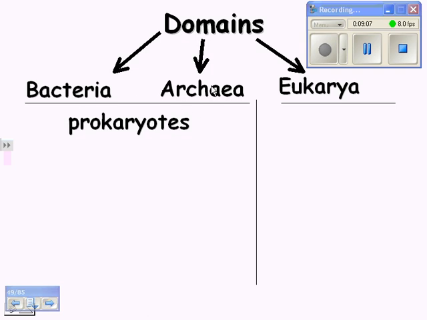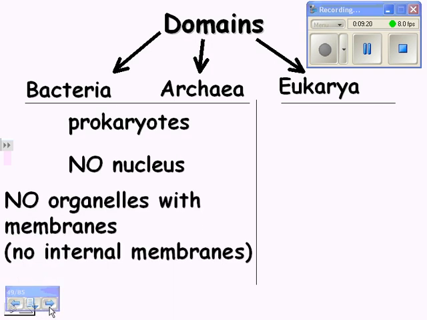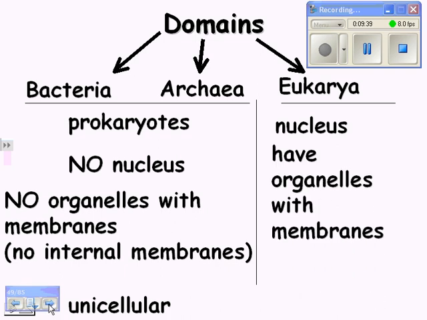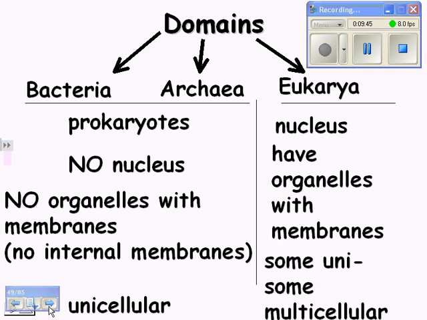They're in separate domains because you're actually more closely related to archaea, and archaea is more closely related to you than it is to bacteria. But they do both have no nucleus, which makes them prokaryotes. And they have no organelles with membranes or no internal membranes. And they are unicellular. They might string together, but they don't separate out into tissues. Eukarya, so that's plants, animals, fungi, and those millions of different types of protists. We have nuclei. We have organelles with membranes. So we all have mitochondria, except the ones that have lost it through evolution. Some are unicellular, some are multicellular. So most animals and plants and fungi are multicellular, and most protists are unicellular.